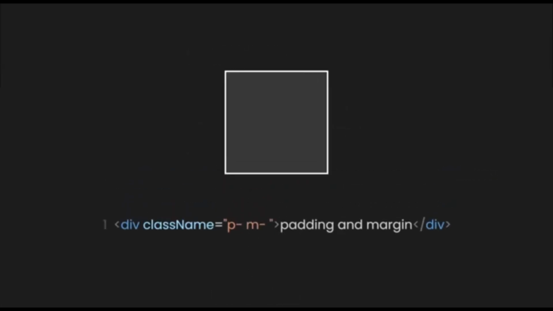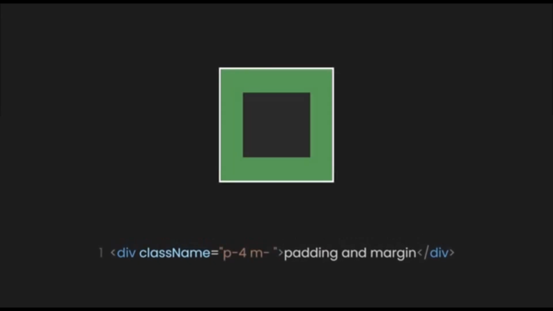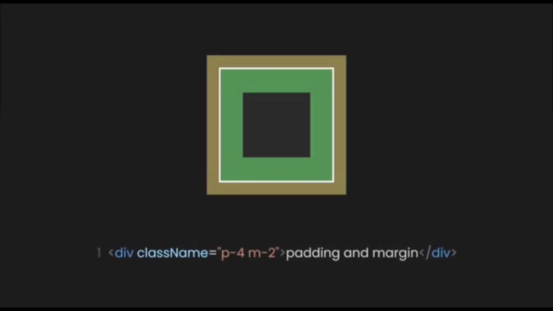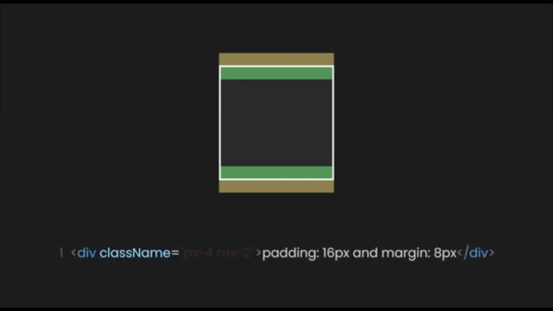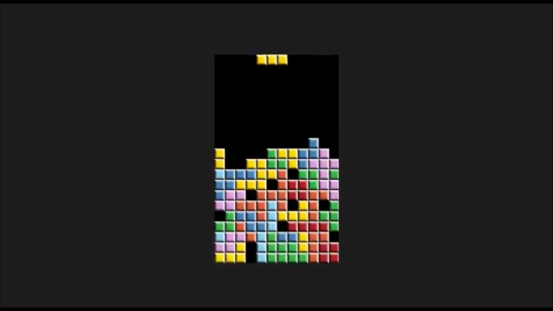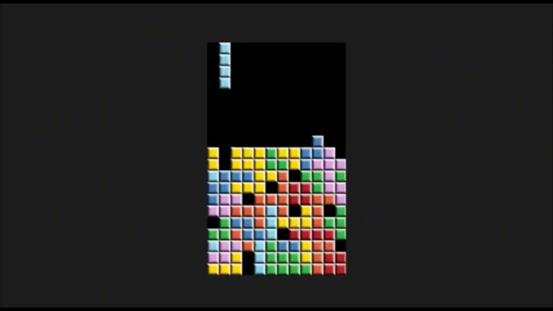You can control spacing by adding classes like P4 for padding or M2 for margin, where the number represents the size. But here's the cool part. By adding X and Y to your padding and margin classes, you can easily specify horizontal and vertical spacing. For example, PX4 will apply padding to the left and right, while PY2 applies padding to the top and bottom. This level of control allows you to create perfectly spaced layouts without breaking a sweat.